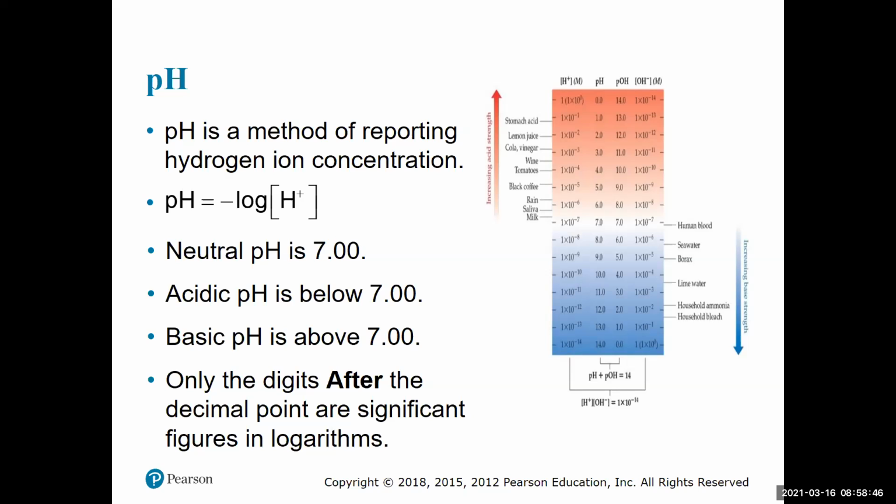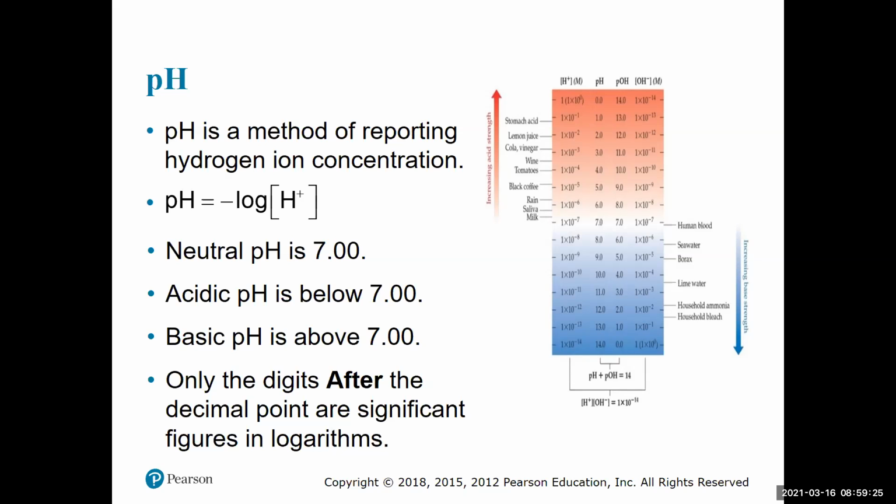And pH is defined as minus the log of the hydrogen ion concentration. So if we had a solution and we knew the hydrogen ion concentration, we'd plug that in here, take the base 10 log of that, and then change the sign. That neutral solution, where the hydrogen ion and hydroxide ion concentrations are the same, will give you a pH of 7.00.